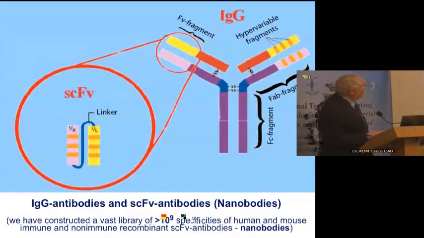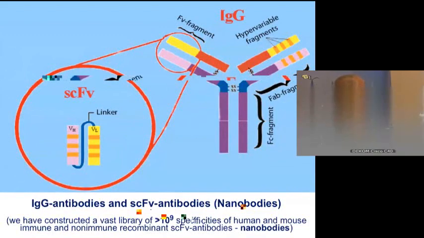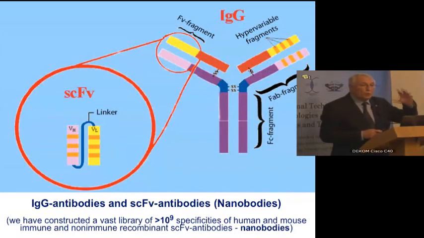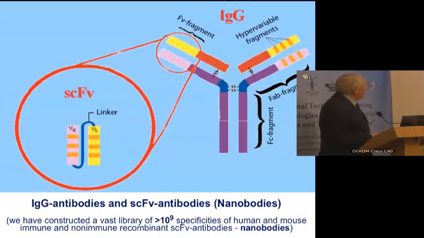Because we are making recombinant antibodies, nanobodies, which correspond to the active center of the antibody. What we need is to block the fibrin polymerization process. So now we have generated a vast library of more than a billion specificities of human and mouse immune and non-immune recombinant single-chain antibodies, nanobodies. And our first goal now is just to make them work to stop thrombus formation.